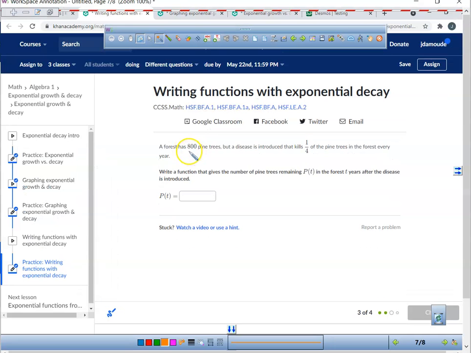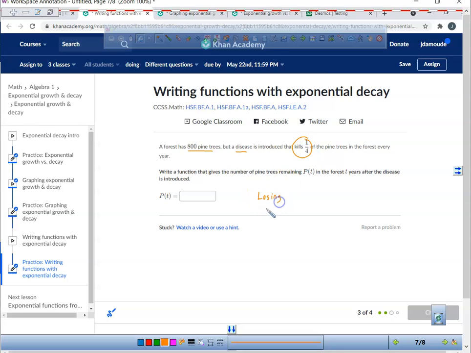Okay, so a forest has 800 pine trees, but a disease is introduced that kills 1/4. So that means it's losing what population size? It's losing 1/4, and hopefully you guys have been taught enough that 1/4 is 25%. So what are you keeping? If you lose 1/4, what do you get to keep? 3/4, which is 75%. So we have 800. It's killing 1/4, so it means it's keeping 3/4.